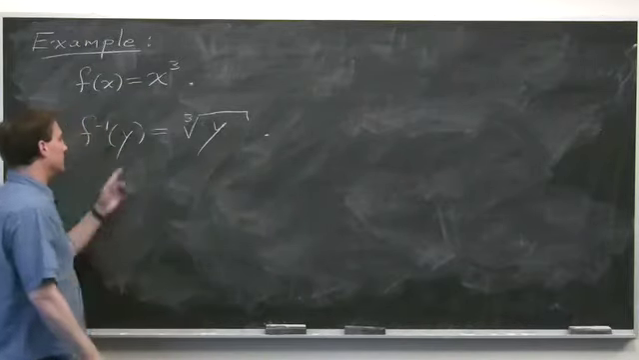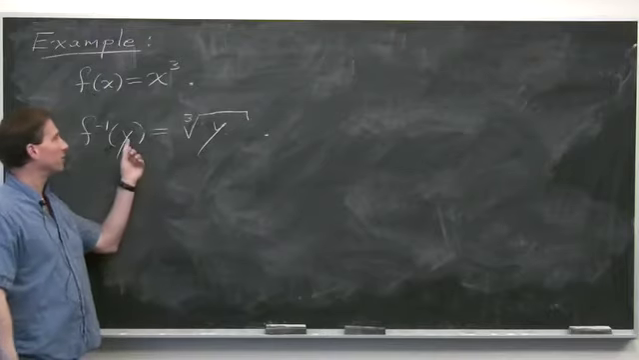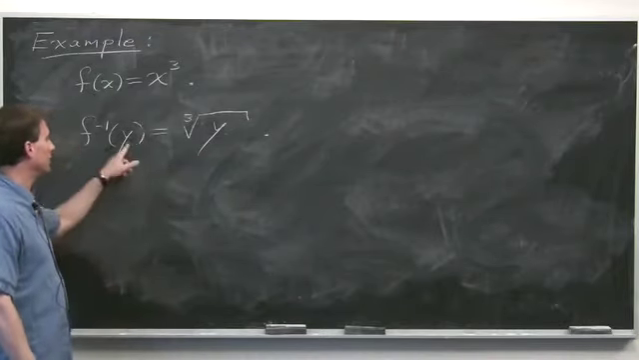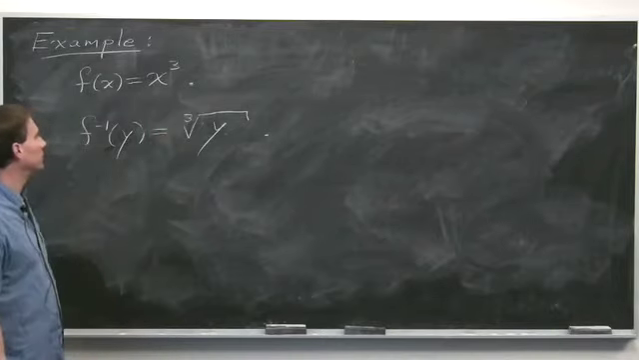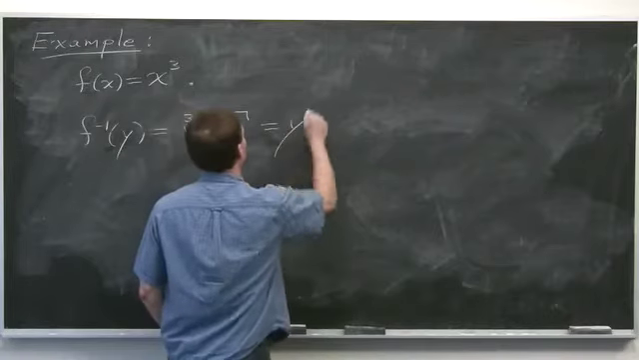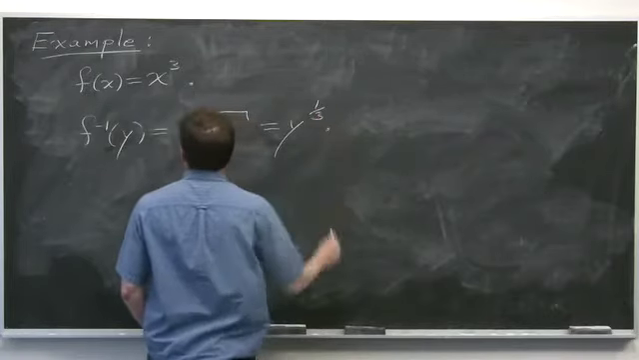But I remind you that this variable name is just a placeholder. I could put a w here and a w here, an x here and an x here, anything here and here to give you the rule for the function. This is the same as raising y to the 1/3 power.